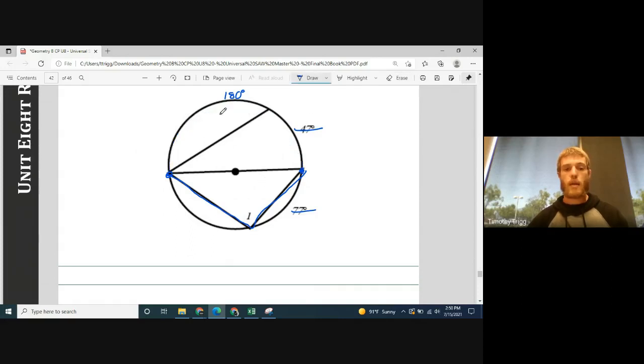So the inscribed angle should be half of that. So that means this is a 90-degree angle. So the measure of angle 1 equals 90 degrees. Okay. So whenever you have that semicircle there, we know the inscribed angle that forms that arc will be 90. Right? Which makes sense because it's half of the 180.